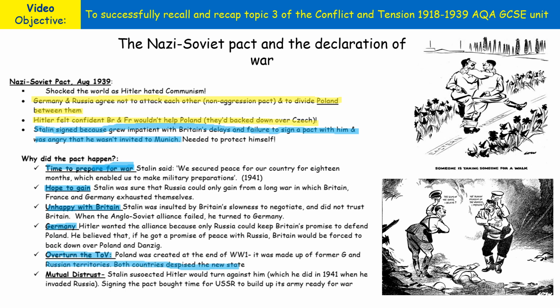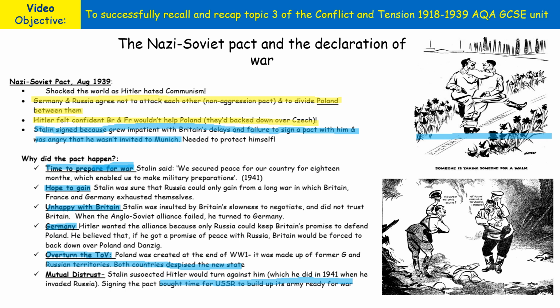Now, even though Stalin suspected Hitler would turn against him, and we can see that in this top cartoon in the top right corner of the video, even though there was mistrust between Hitler and Stalin, signing the pact bought the USSR time to build up the USSR's army, as I've already mentioned. Okay, and we can see some cartoons on the right hand side of the video which demonstrate the mistrust between Hitler and Stalin despite signing this pact.